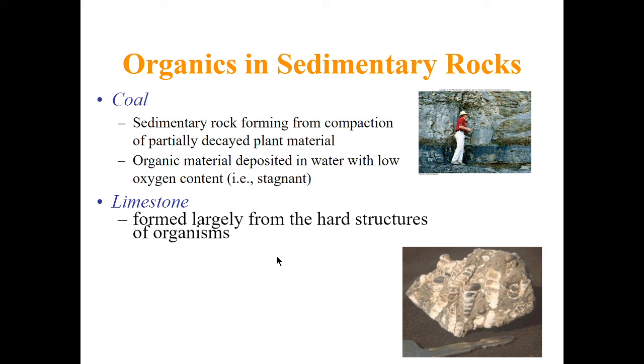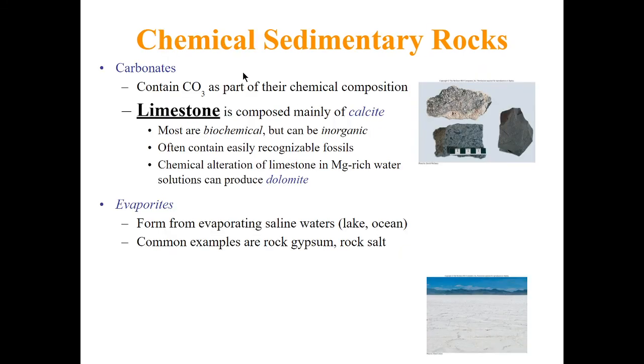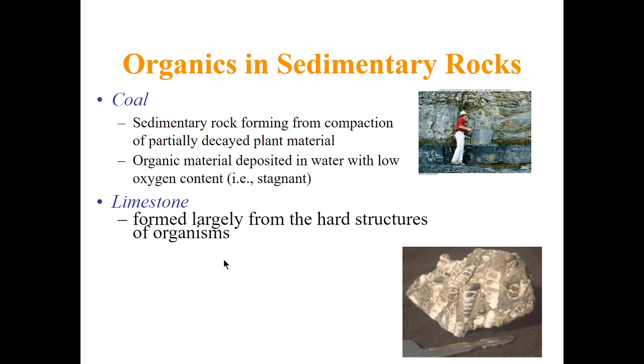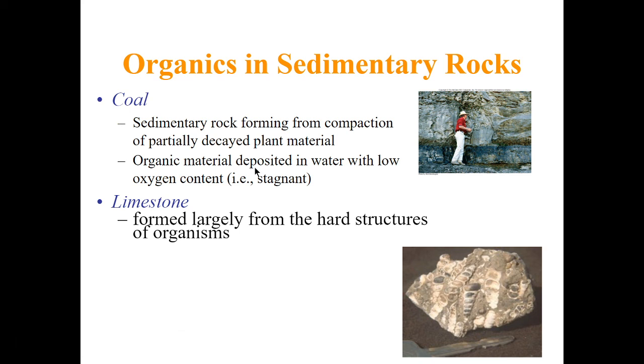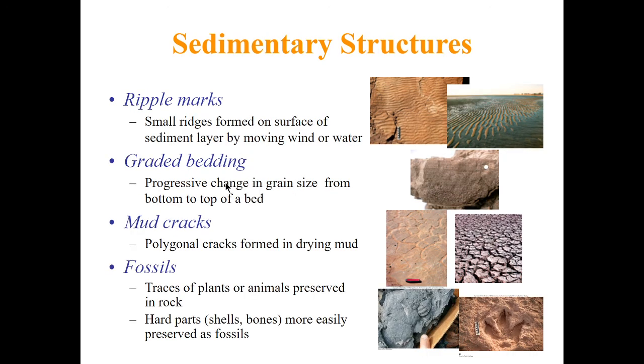Then we have our organics, and our organics are going to be coal and limestone. Now, you might think, well, we just talked about limestone, but limestone forms in two different ways. We have it forming chemically, and we have it forming organically. Most of the time, with organic limestone, you are going to see fossils of some kind. Coal, if we take a look at our coal, is bituminous coal, and it is not dense. It has a very low density, and it's soft.